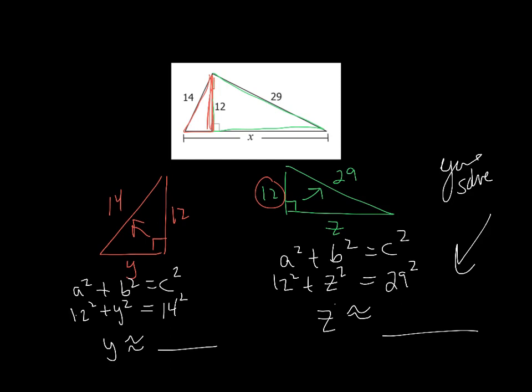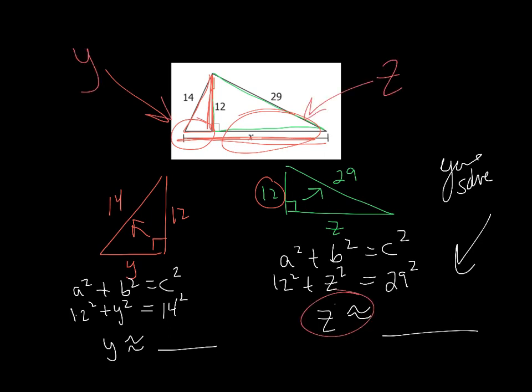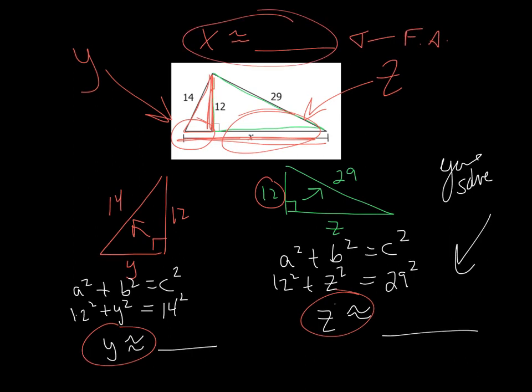Now the question is, how long is x? Well, x is going to be this piece plus that piece. This was y and this was z. And you should have the answers for those down here. And now your final answer will be right here. This is your FA, final answer. Press pause, work it out, then move on.